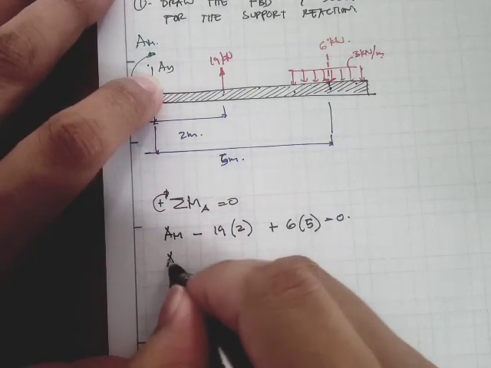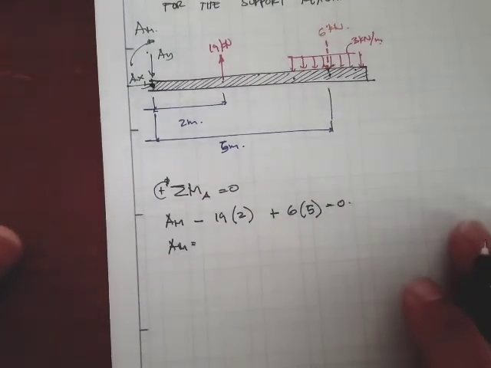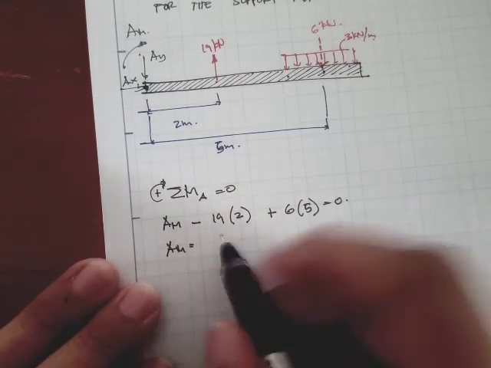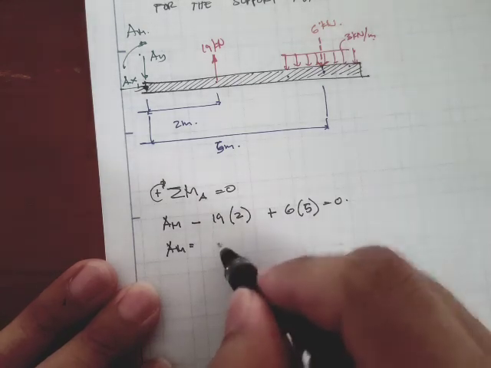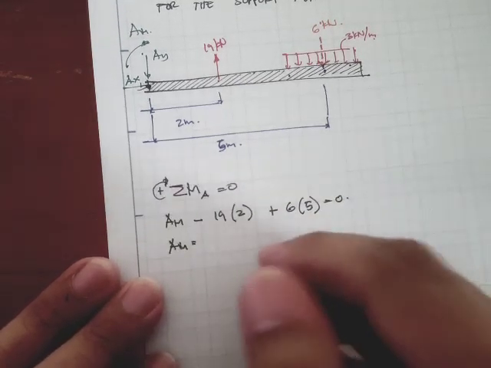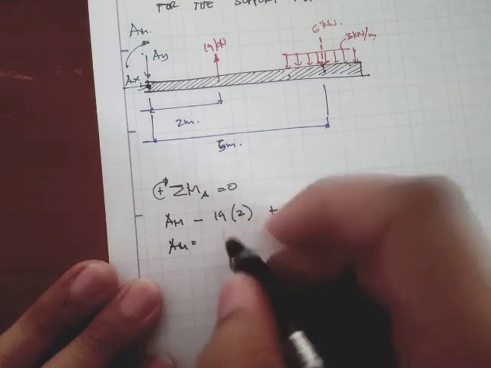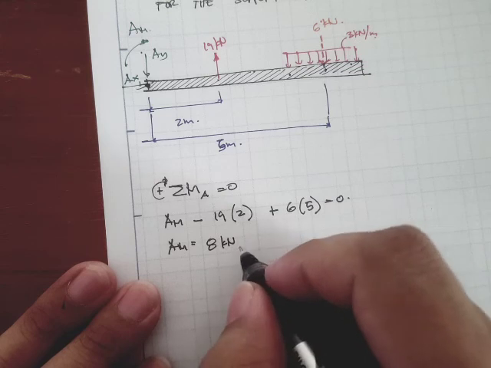Okay, so therefore AM is equal to 38, minus 30, right? And if you transpose this to the right hand side, what you get is AM is equal to 8 kilonewton meters.